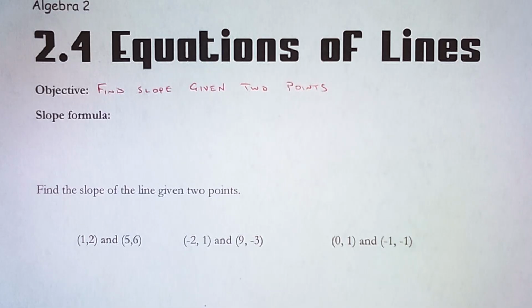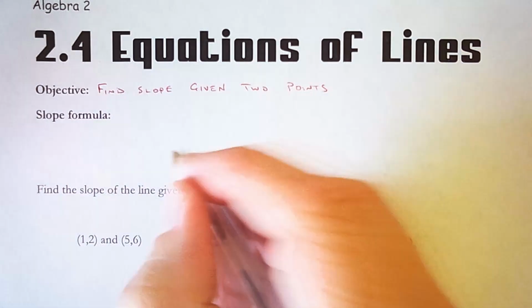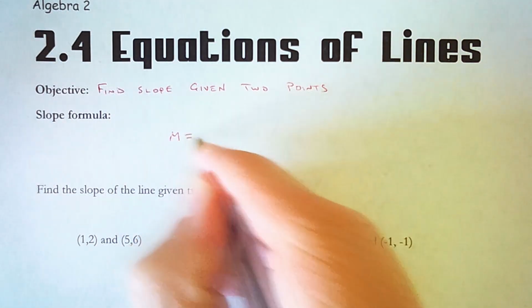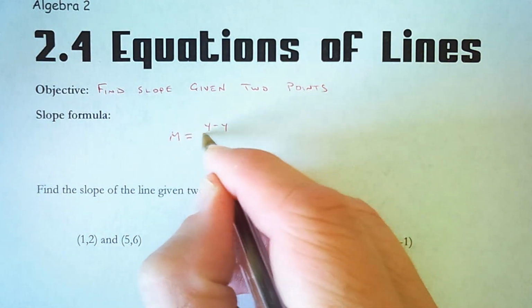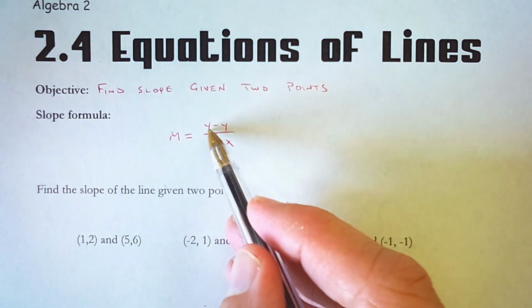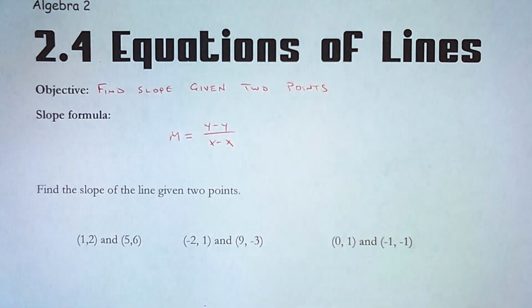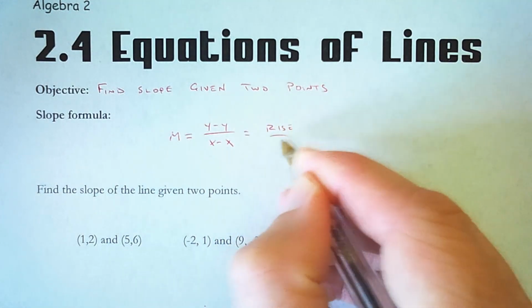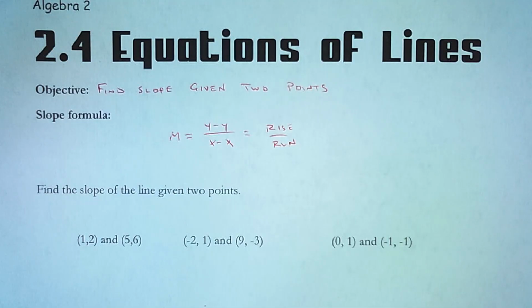Hey everybody, in today's video we are going to start learning about equations of lines, and we're going to start with finding a slope given 2 points. So the slope formula, slope is represented by the letter m equals y minus y over x minus x. Sometimes it's written as y2 minus y1 over x2 minus x1. What this really means is the rise over the run.